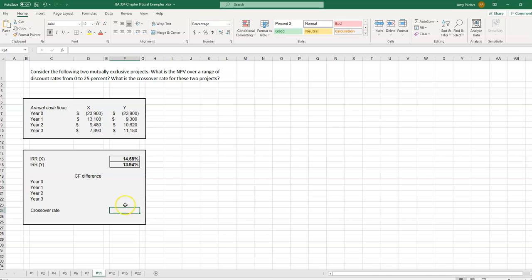The crossover rate is the rate at which they equal. So the rate at which they equal each other. So we're going to look for the difference between the cash flows. So X minus Y, and then we're going to calculate the internal rate of return of those cash flows. So the crossover rate for these two projects is 9.25%.